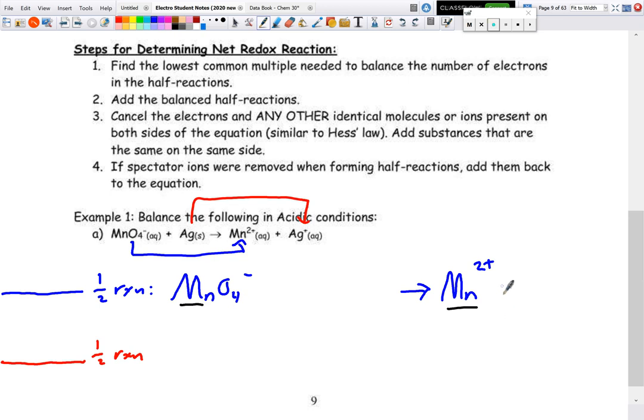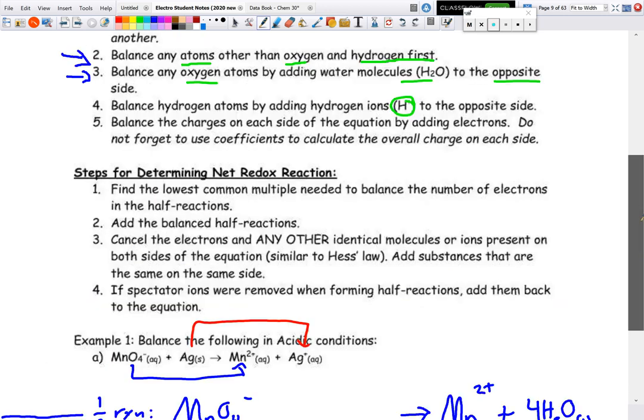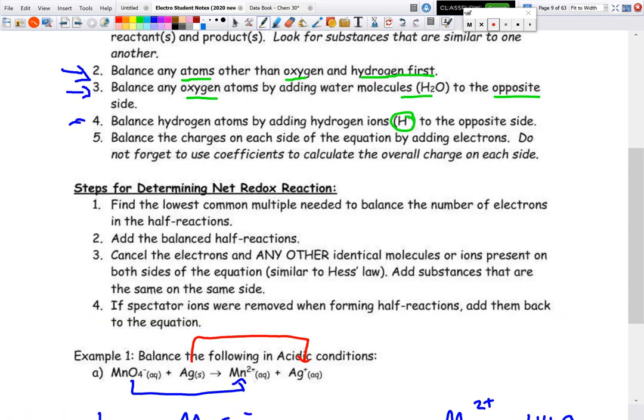So in order to balance that out or get enough oxygens, I need to add 4 water molecules to the opposite side. So now I have 4 oxygens and 4 oxygens. Now by adding that water, so that's step 3, then we move on to step 4, balance any hydrogen atoms by adding the H+ ion, the hydrogen ion.